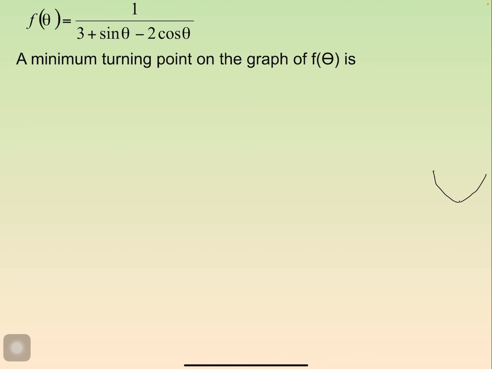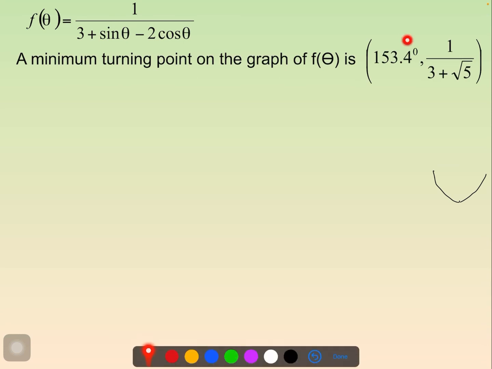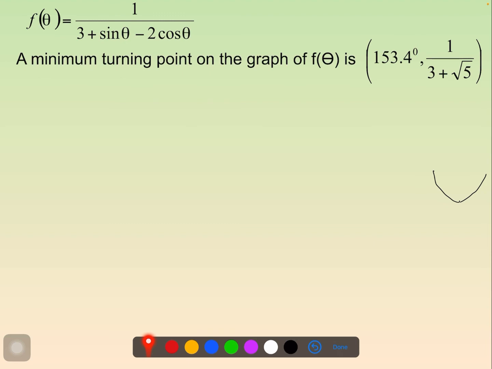And this function will have a minimum turning point on the graph of f(theta) at 153.4. Then we just input it into this function. Then we have the value for y, or this f(theta), which is 1 over 3 plus root 5 times 1. So this will be the value for the minimum turning point, or where this function has a minimum point.